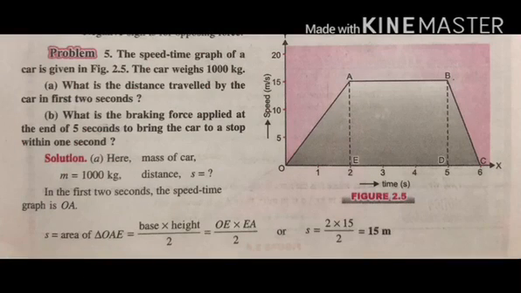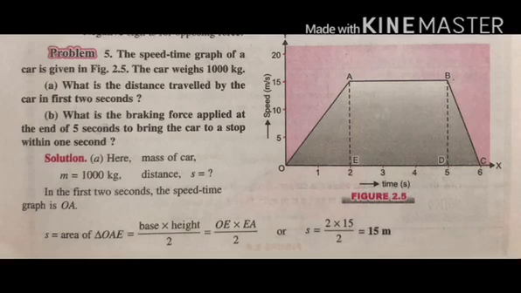Now, the speed time graph of a car is given. You will see it in the figure also. The car weighs 1000 kg. We have to find A, the distance traveled by the car in the first 2 seconds, and B, the braking force applied at the end of 5 seconds to bring the car to a stop within 1 second.